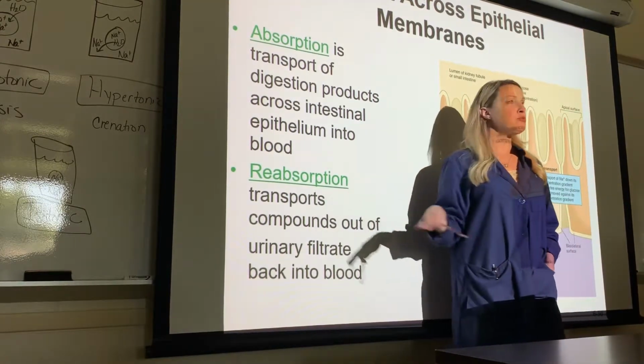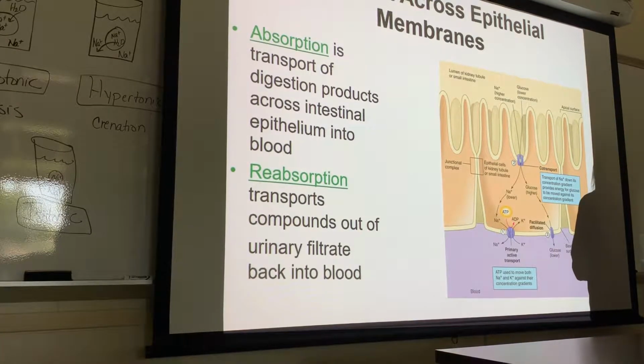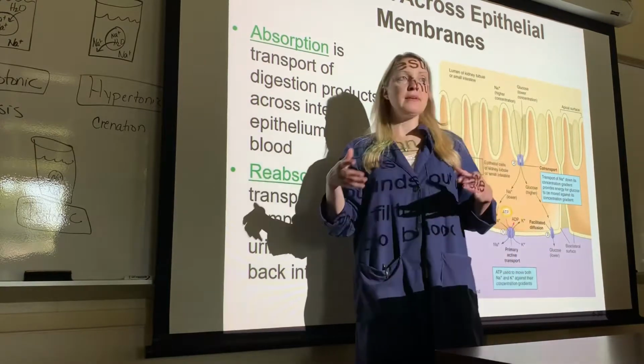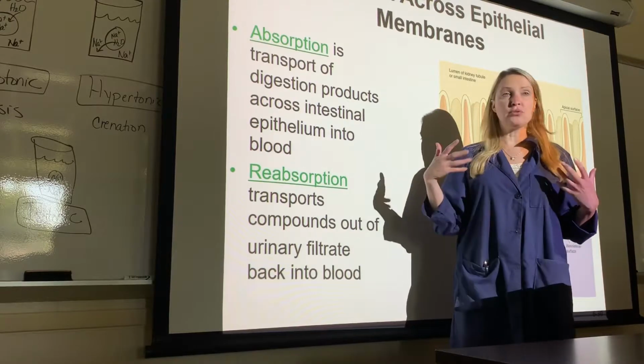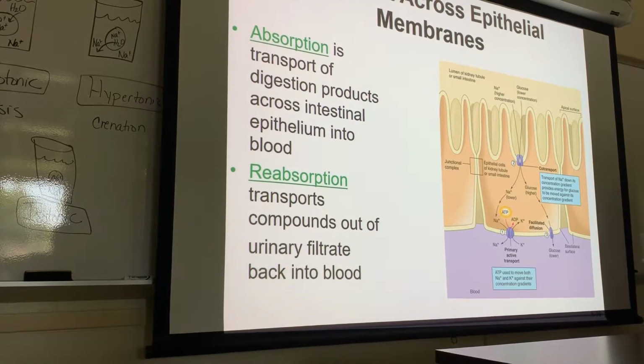Then we have reabsorption, which occurs in the kidneys. This is where we move substances out of the filtrate that the glomerulus and Bowman's capsule filter out of the blood, and you move it back into the blood. So we call that reabsorption because it was already absorbed, but we filtered it out and now we're reabsorbing it. In the digestive tract, of course, those nutrients haven't been absorbed. They are just there and you bring them in for the first time into the bloodstream.